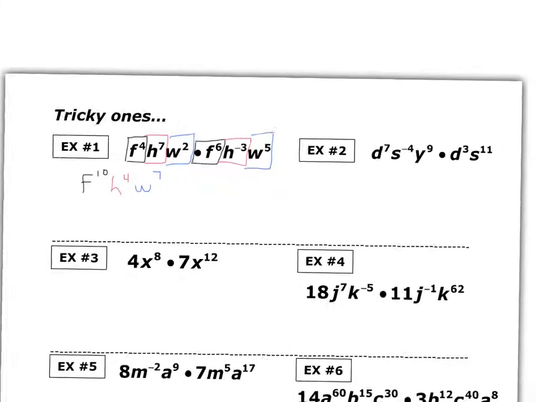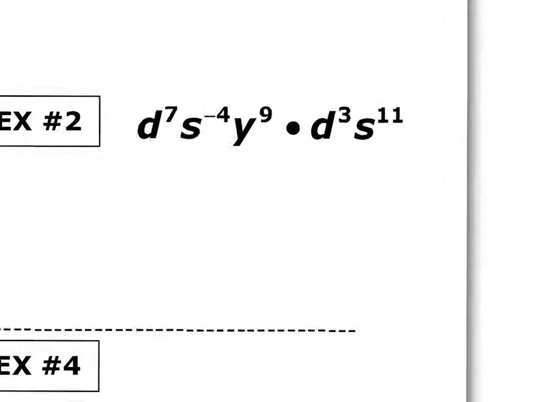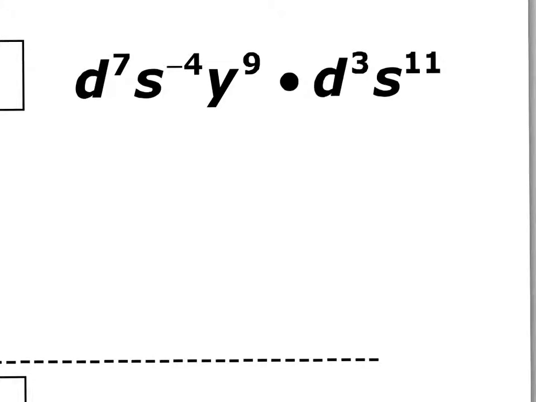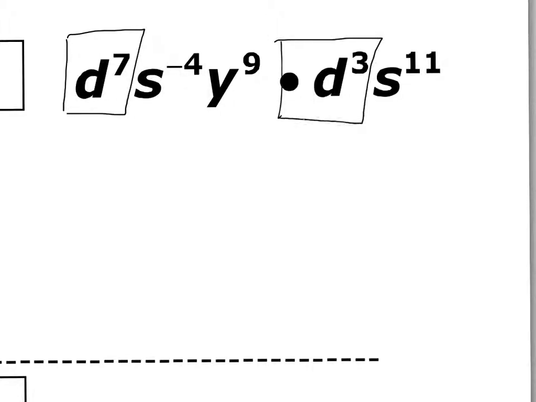Okay, let's try another one. Once again we're going to use our black first, so we'll circle our d's here. Since we have the same base and they're multiplied together, we can take 7 plus 3, which is 10, so we have d to the 10th.